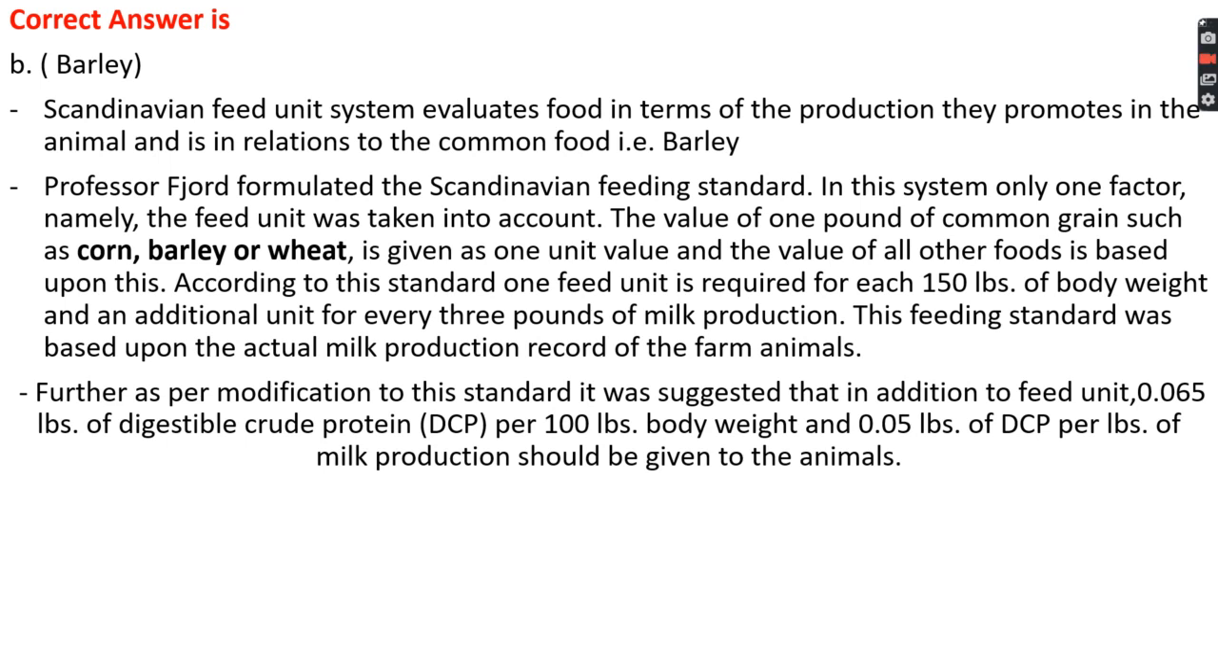Further, as per modification, this standard was modified, and in this case, the additional feed unit was calculated in terms of digestible crude protein, since 0.065 pound of digestible crude protein is required per 100 pounds of body weight, and an additional 0.05 pound of digestible crude protein per pound of milk production. So this is another method.